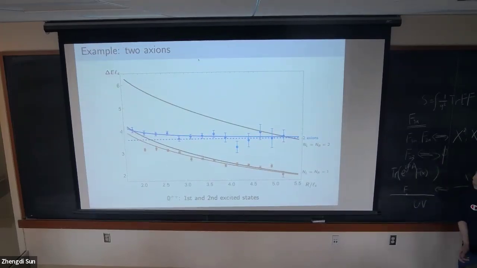So, for example, here we look at the flux tube spectrum with 2 massive excitations.